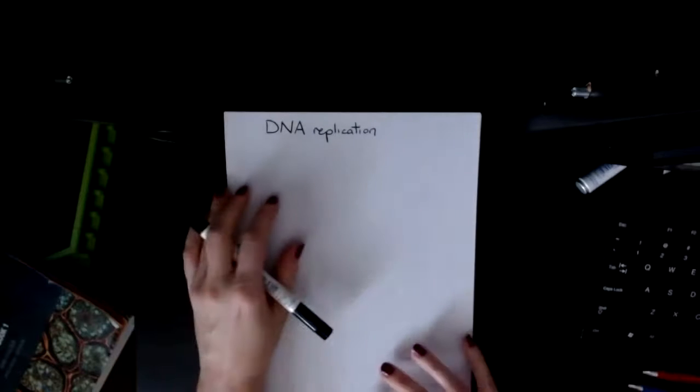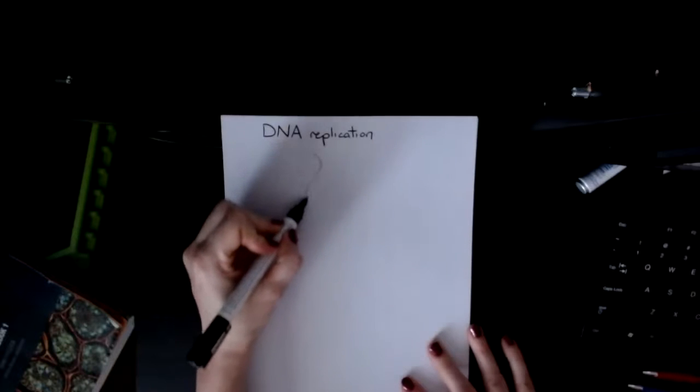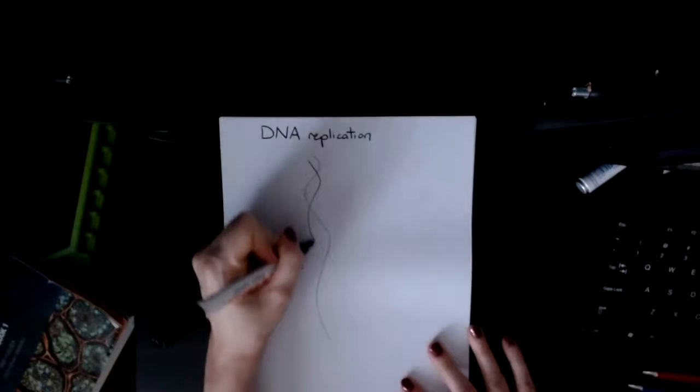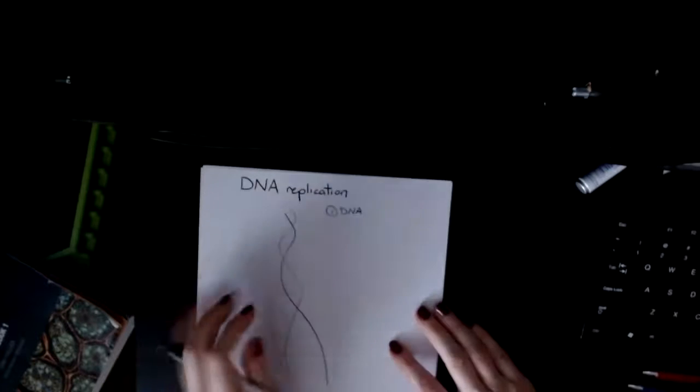Okay, so I'm going to be going through the steps of DNA replication in this video. So DNA, you all know, has a double helix. And so the first step that happens in DNA replication is that the helix is unwound. Or you could say it's unzipped. You're allowed to say that as well. And this is done by the enzyme DNA helicase.